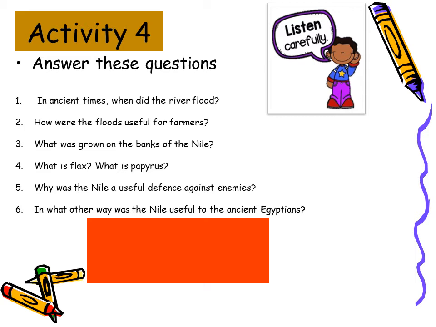So first, children, listen to the track 5 very carefully, and next make sure you jot down notes. You don't have to write sentences and then start developing on your own.